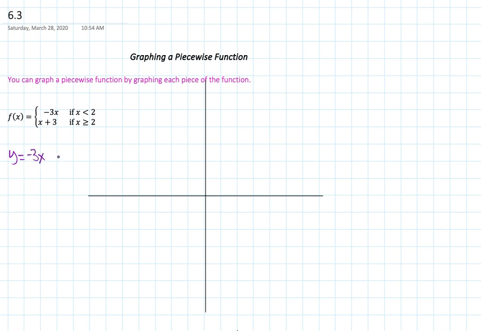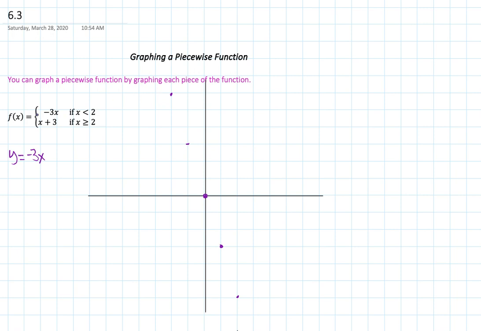Well, the y-intercept is 0, and my slope is -3, so down 3 to the right 1, or up 3 to the left 1. Now I'm going to draw this, but I'm going to be aware of my domain.